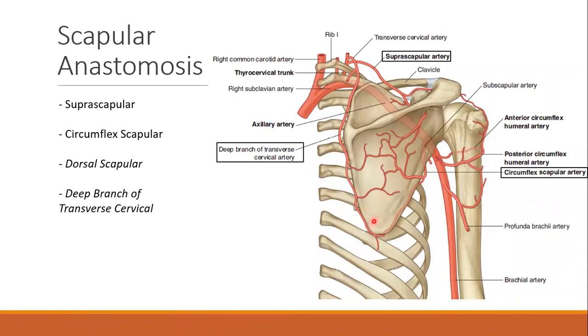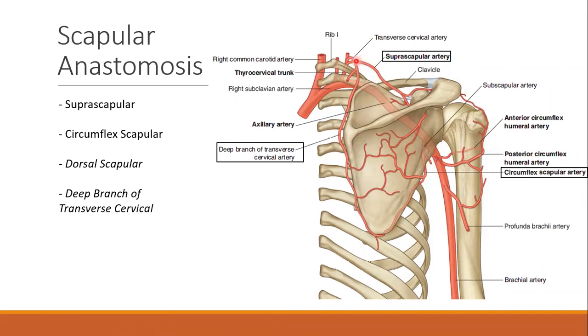Now, the scapular anastomosis. The scapula is an oddly shaped bone. It's triangular. It has parts coming off of it. So this is the spine, and then it continues around to the acromion. It's funky shaped, it's interesting. Because it is shaped this way, we have a network of blood supply that goes around the scapula to make sure the bone stays enriched with blood.